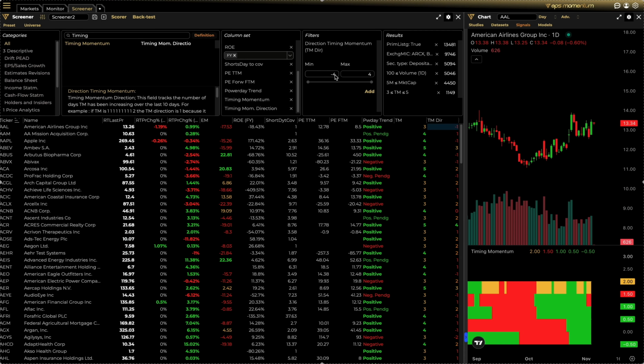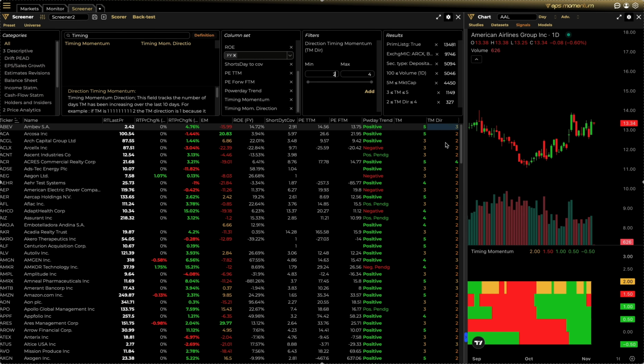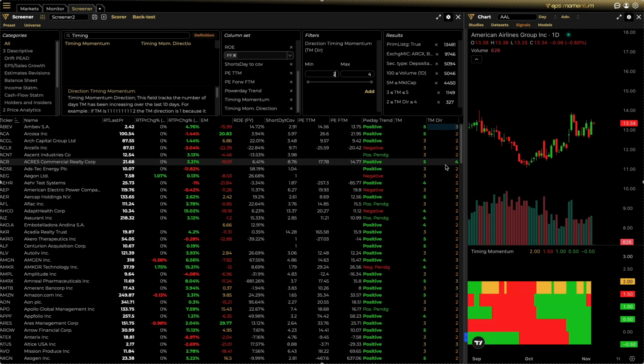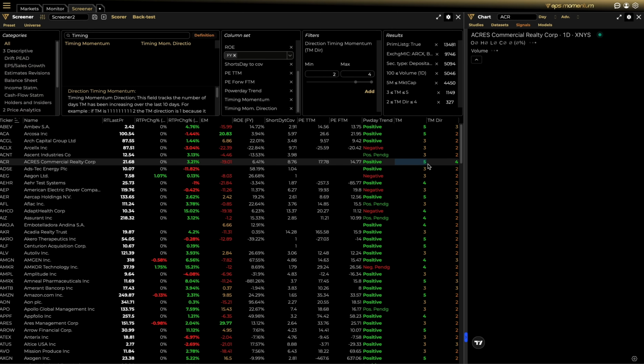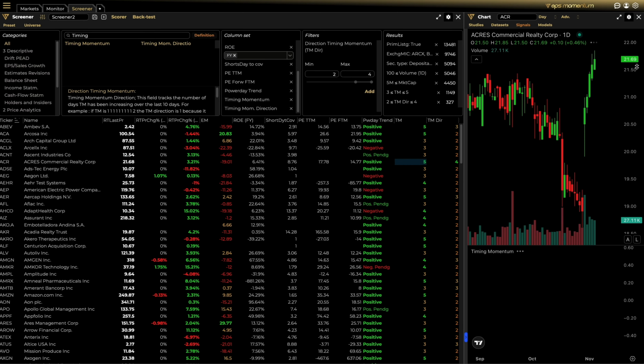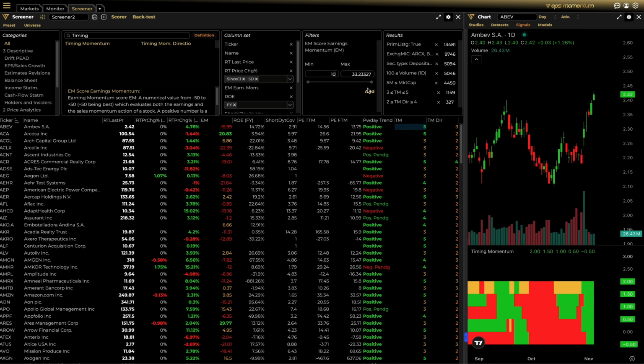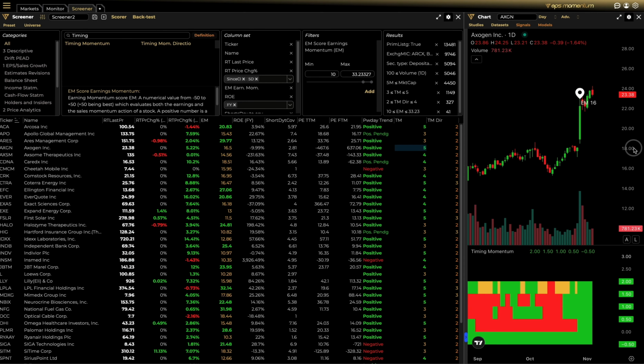Now let's also filter by timing momentum direction and set the value to 2. This means we're looking for stocks where timing momentum has been improving for 2 days in the past 10 days. So, when we see a stock with timing momentum above 3 and positive direction, that usually means a strong and improving trend. For a stronger setup, add earnings momentum above 10. This highlights stocks that are not only improving technically, but also backed by solid fundamentals.